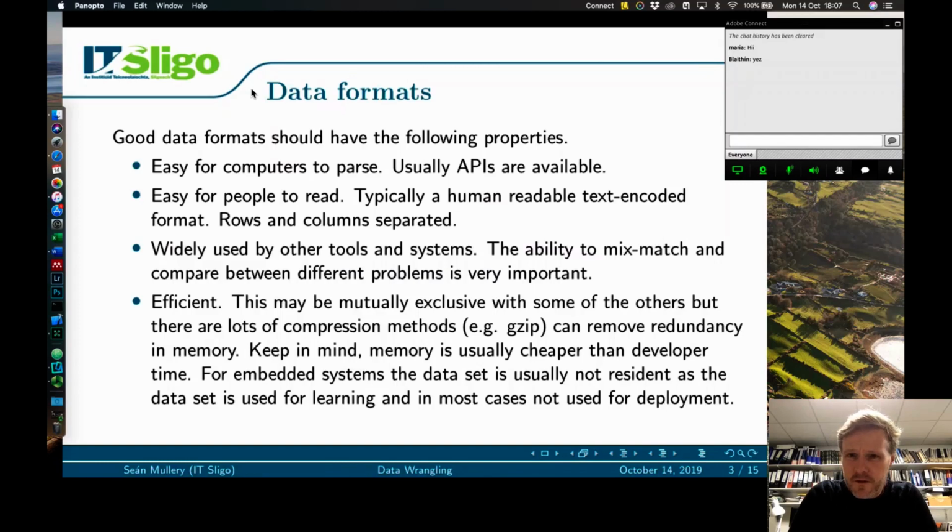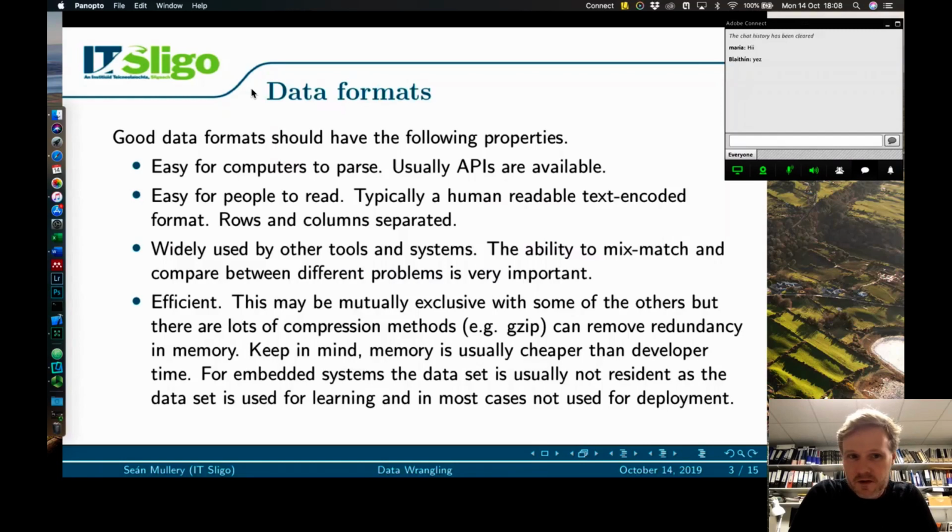Now, it should also be efficient, but it is important to point out that when we talk about efficiency, this is sometimes mutually exclusive with some of the others that we've already mentioned. So for example, if it's easy for computers to parse, or it's easy for people to read, that might not be the most efficient way to put it.